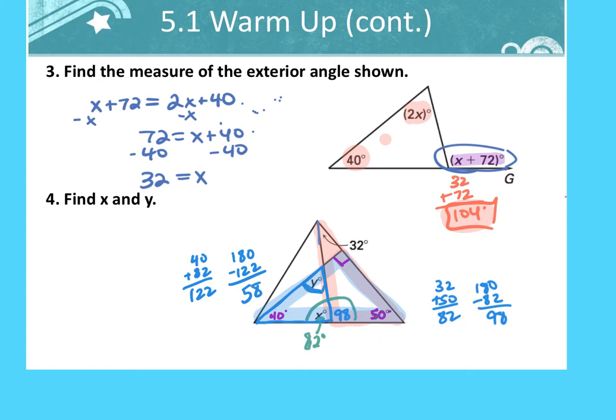Or once I know this is 98, these two would have to add up to 98 degrees. So you can also subtract the 40. So there's a couple different ways to look at it, but either way you should get x is 82 degrees and y is 58.